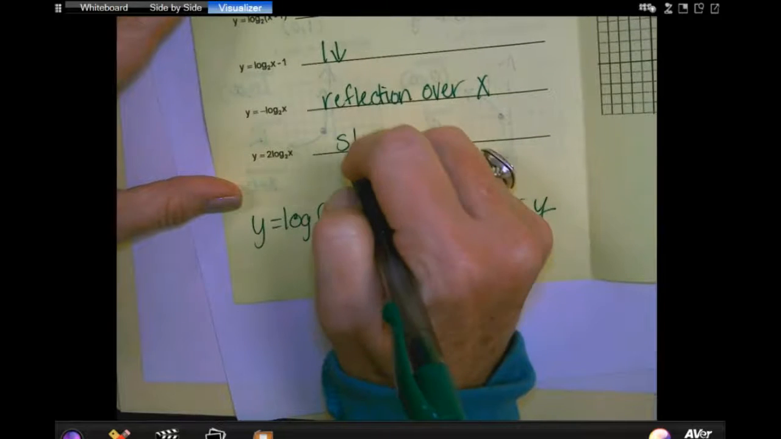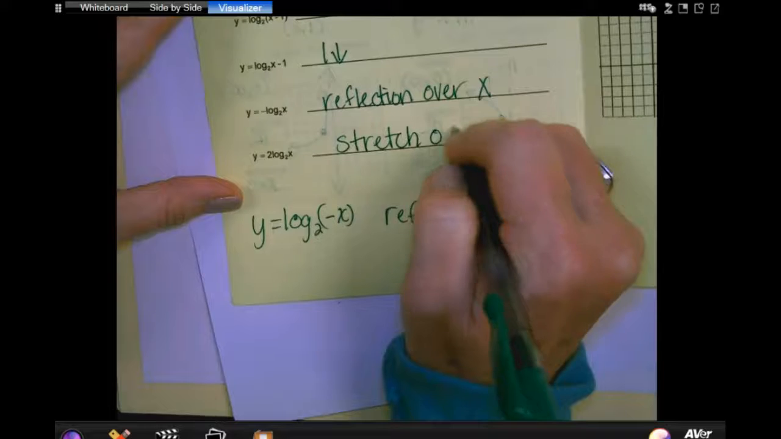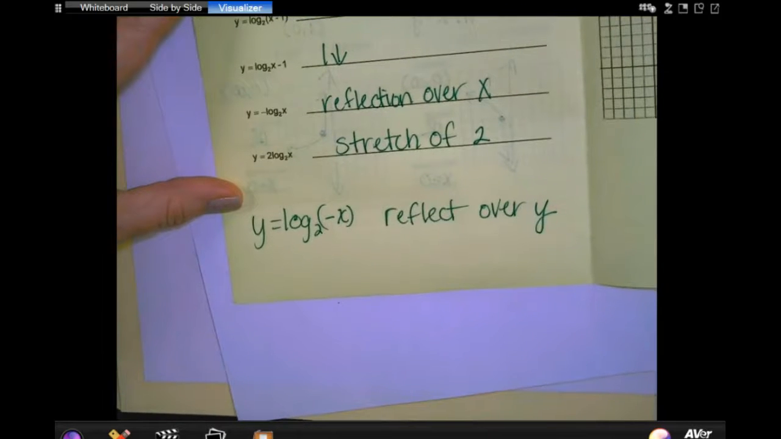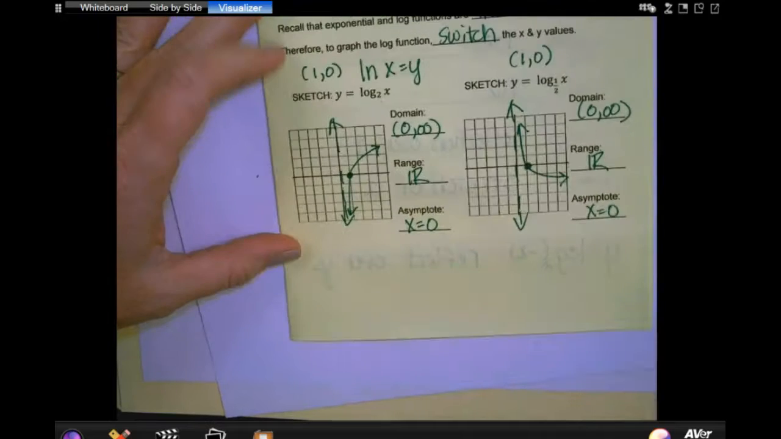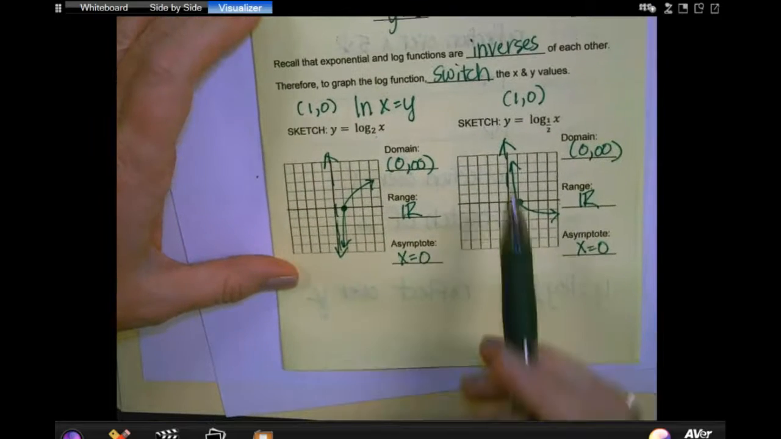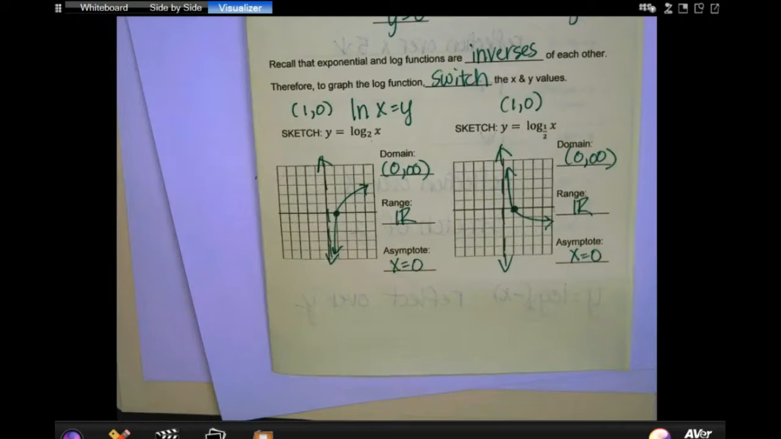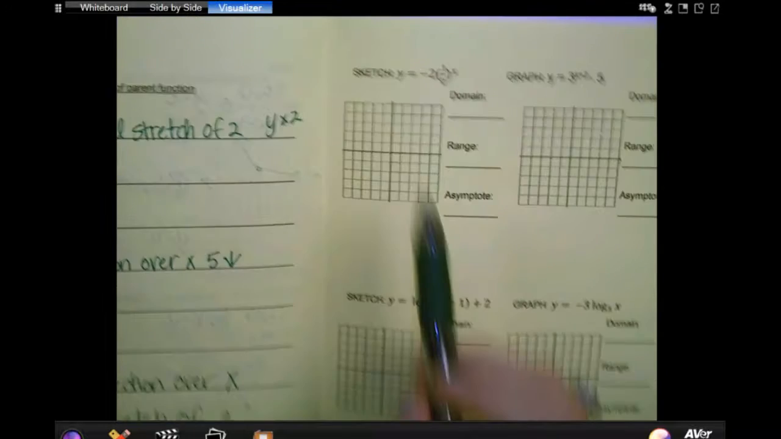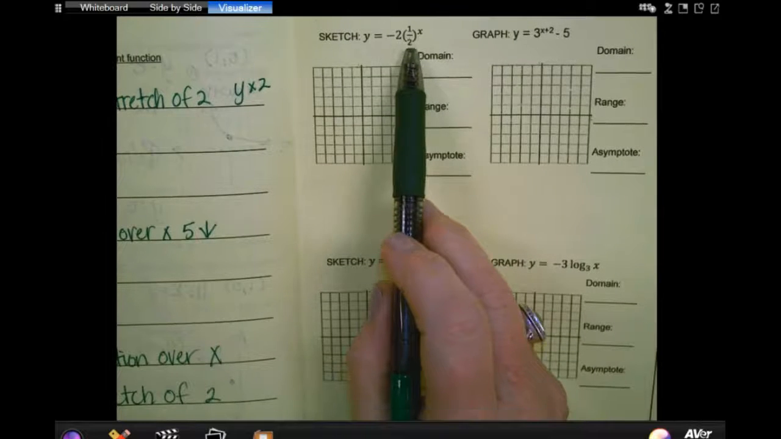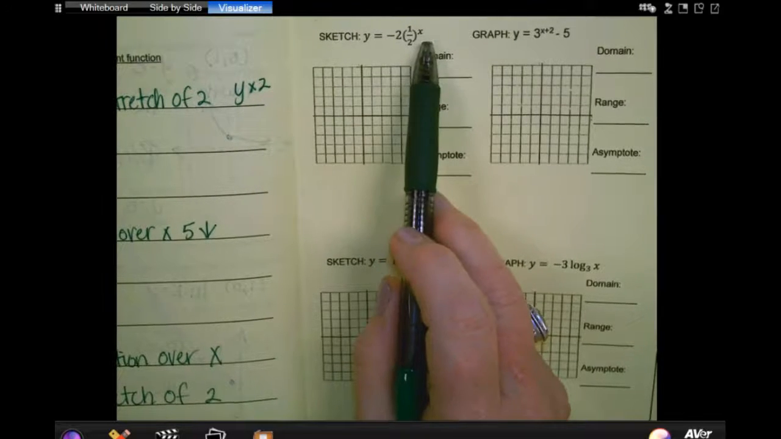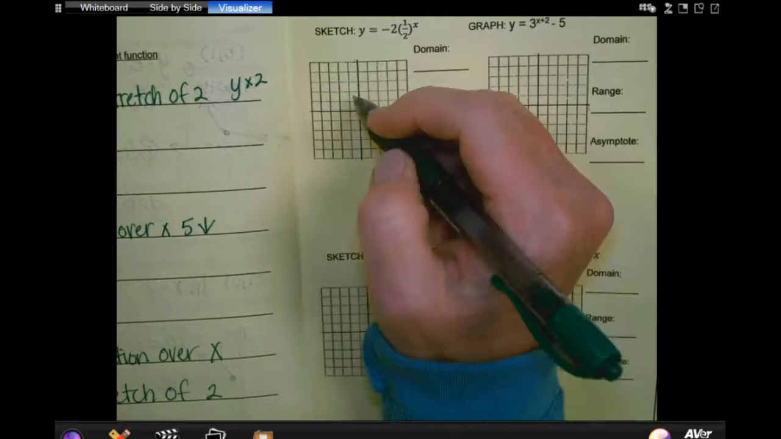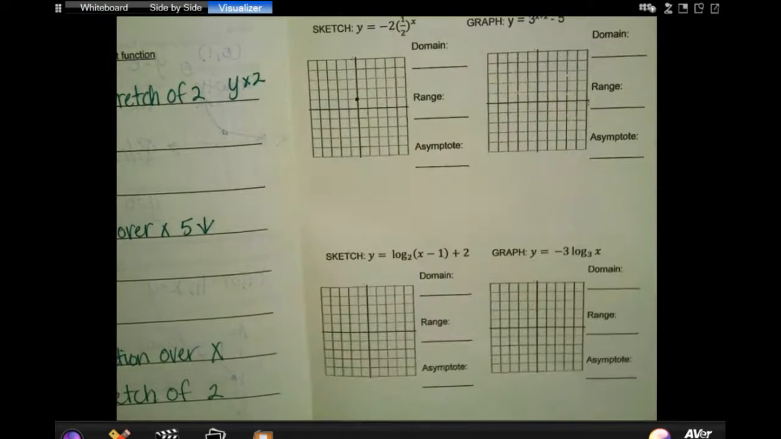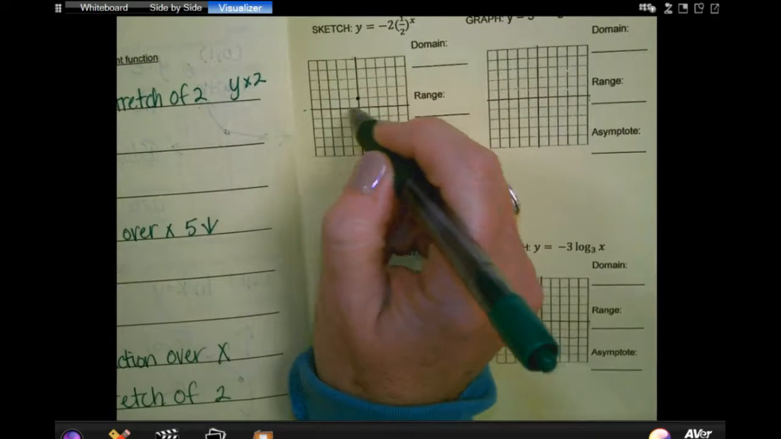And this is a stretch of 2. I multiplied this times the y. So does that affect your point? 1, 0. If I multiply 0 times 2, does that change it at all? It doesn't. All right. So first of all, if I look at this, it's the exponential. So, and I have a base of 1/2. So that's a decay. And that tells me my point starts right here, and my asymptote would start right here.